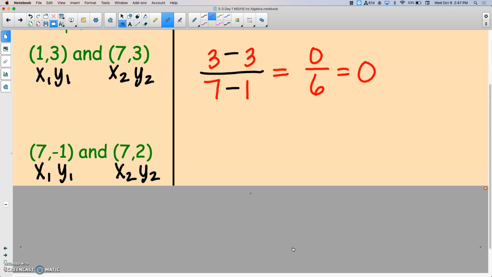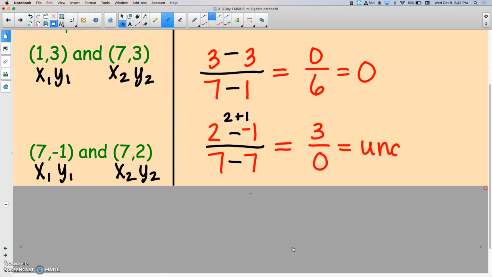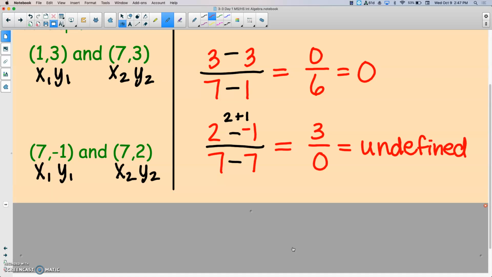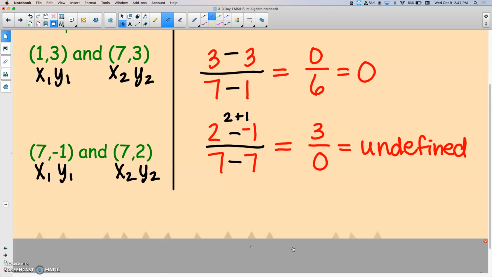Okay, now on the other one, what's going to happen? y2 minus y1, x2 minus x1. This one, the top of the fraction turns into 2 plus 1, which is 3, and the bottom is 0. So this one is undefined. You cannot divide by 0. If you put this in a calculator, it will give you an error message. So 0 on the top of the fraction does equal 0. 0 on the bottom of the fraction is undefined.